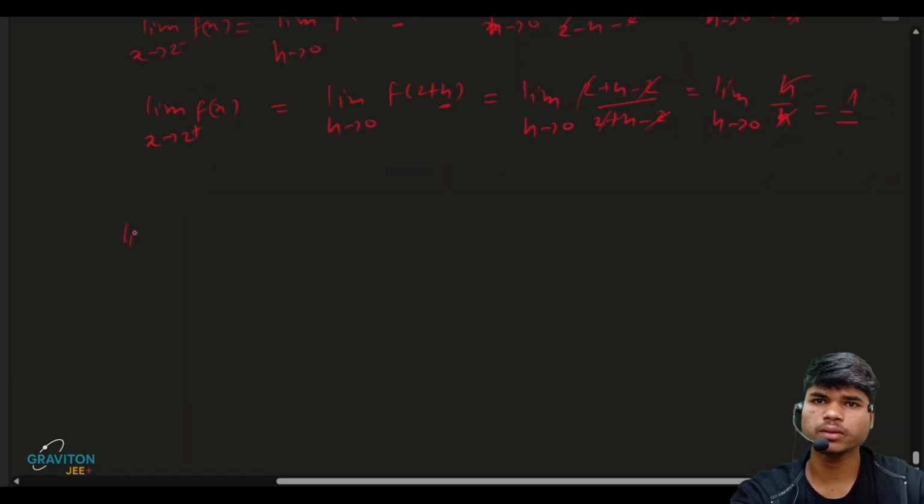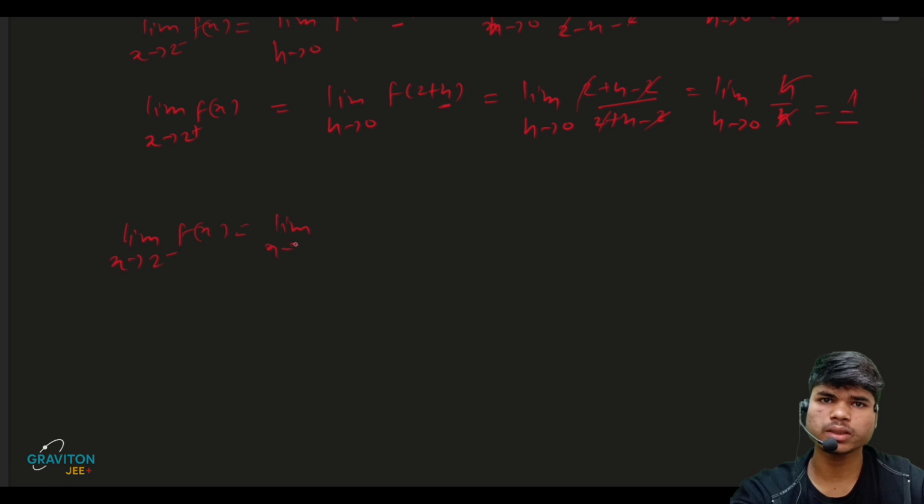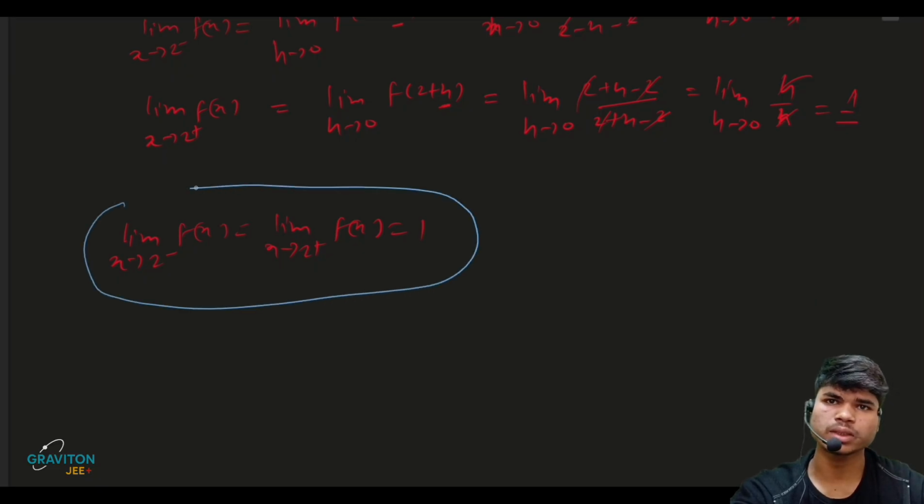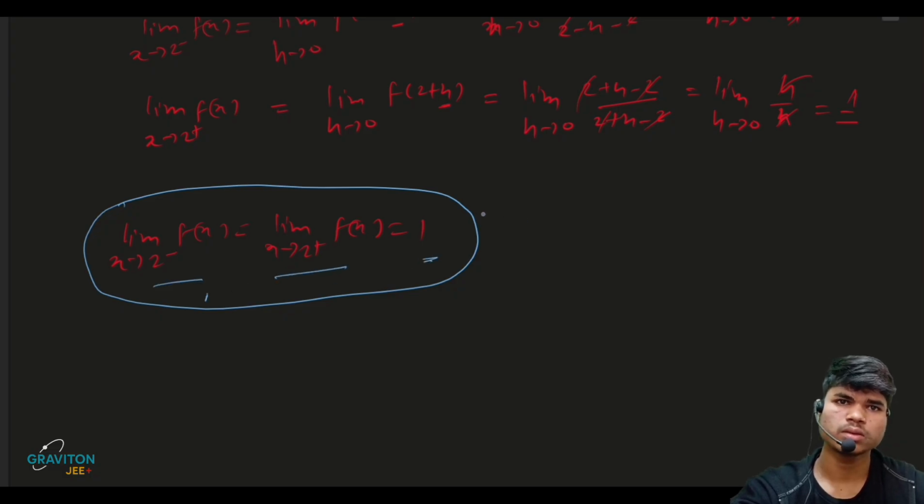Here limit x tends to 2 negative f of x equals limit x tends to 2 positive f of x equals 1. If both side limits are equal and a finite number, then we will say that the limit of the function exists. So here the left hand limit equals the right hand limit equals 1. So the limit of the function f of x equals x minus 2 divided by x minus 2 exists. That is 1.